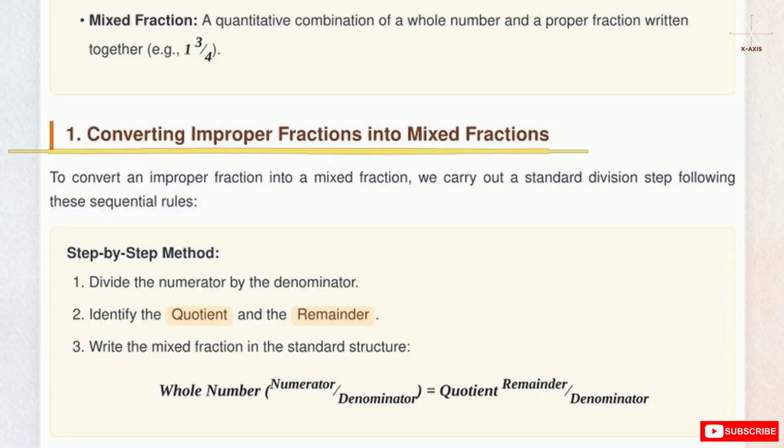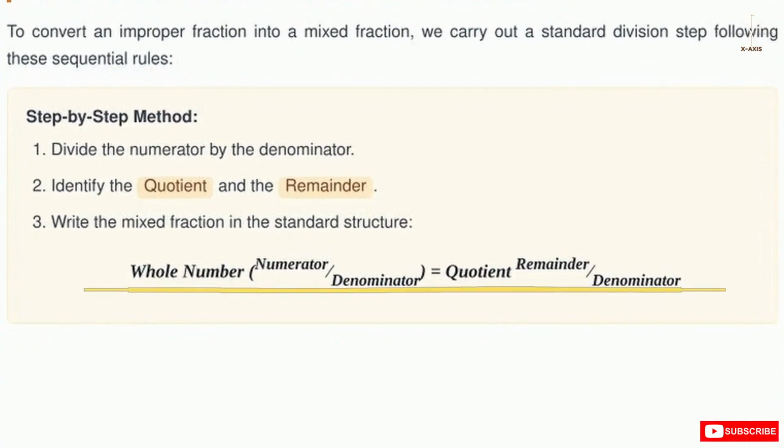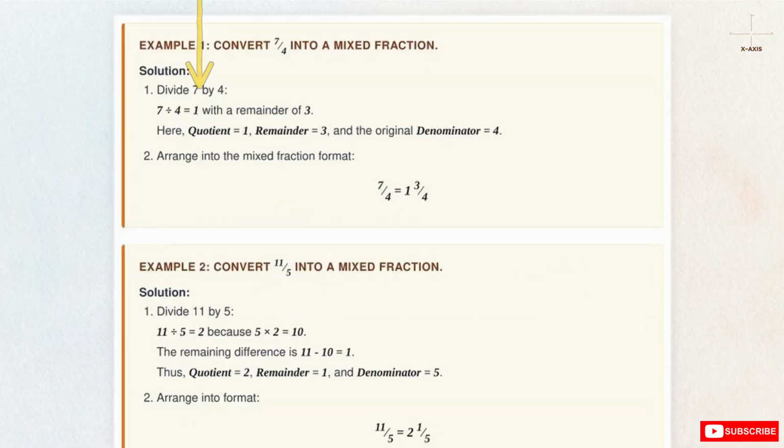This guide shows the standard method for converting an improper fraction into a mixed fraction. The fraction bar is a division symbol. Divide the top by the bottom to find our whole number quotient, and keep whatever is left over as the remainder. Let's apply this to 7/4 in example 1. 4 goes into 7 one time, giving a whole number of 1 and a remainder of 3. Place that remainder over our original denominator, giving us 1 3/4.